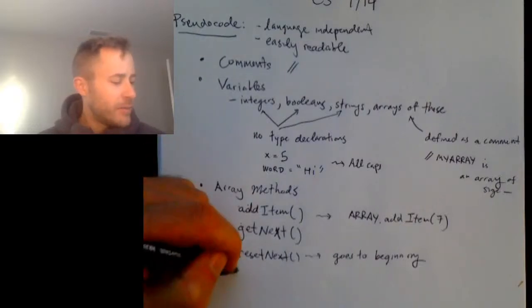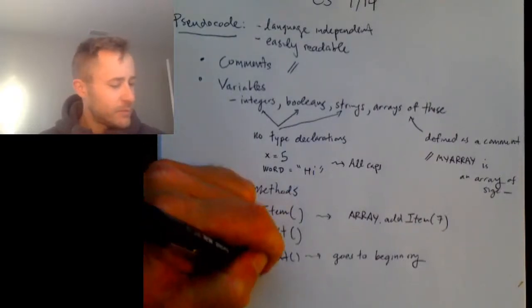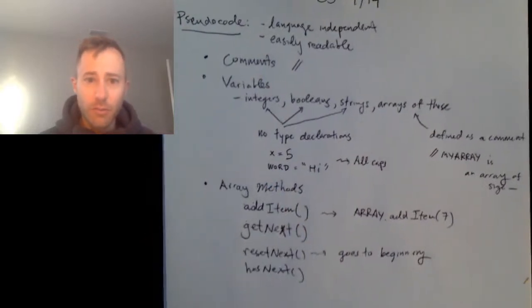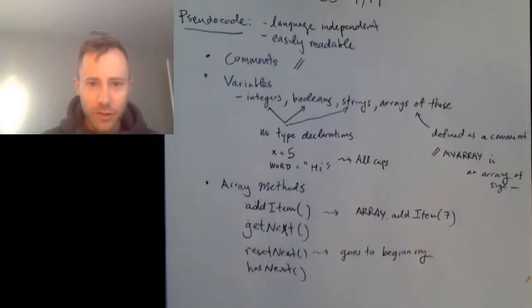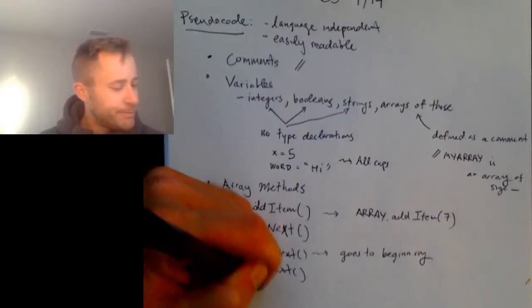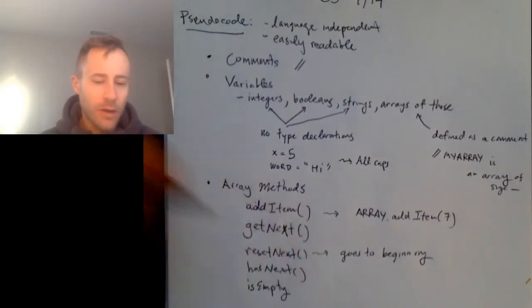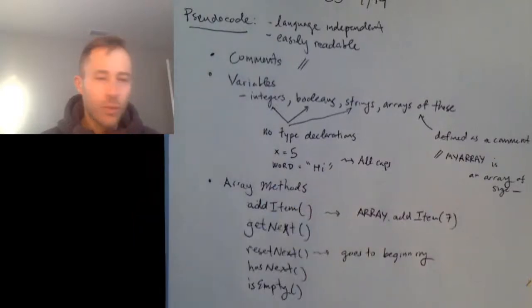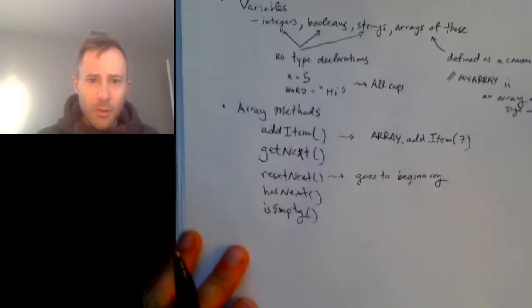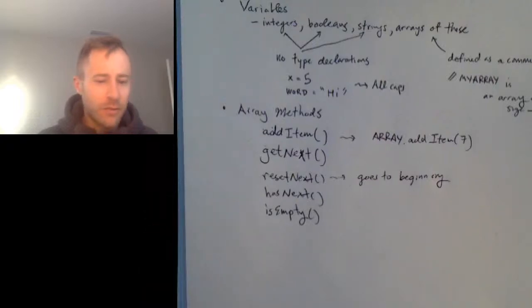There is a has next method. This would tell you once you get to the end of the array, so has next would return false if you are at the end of the array. And then there is an is empty, which would return true if the array doesn't have any elements in it. Those are the various methods of arrays.